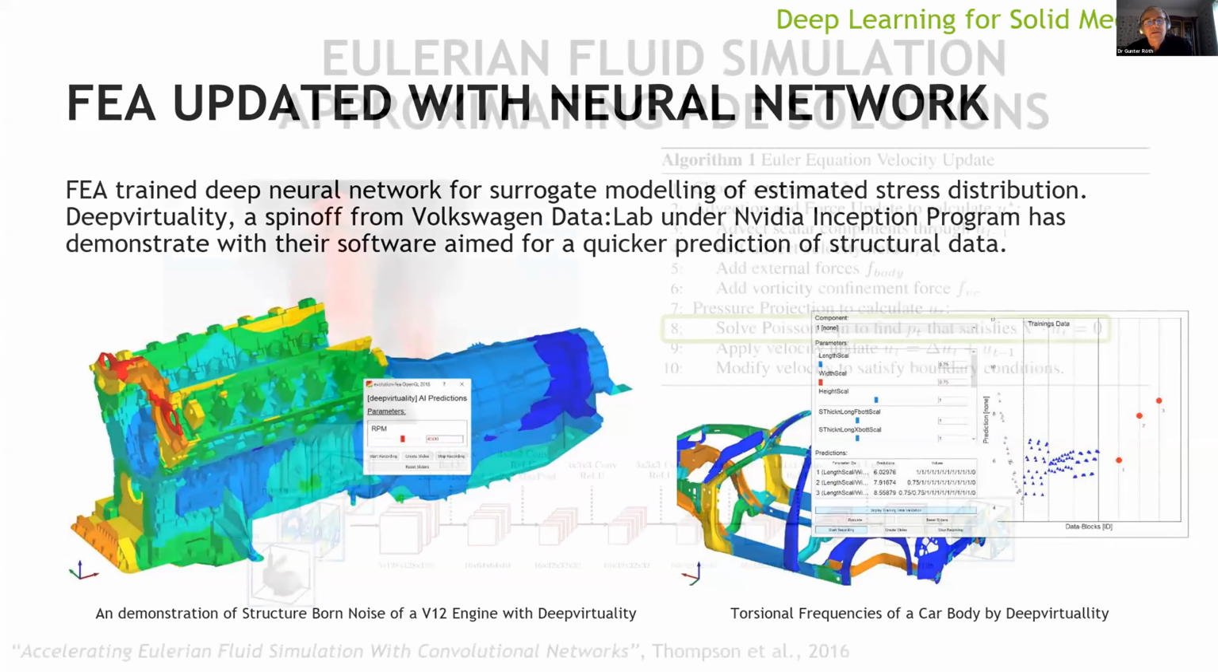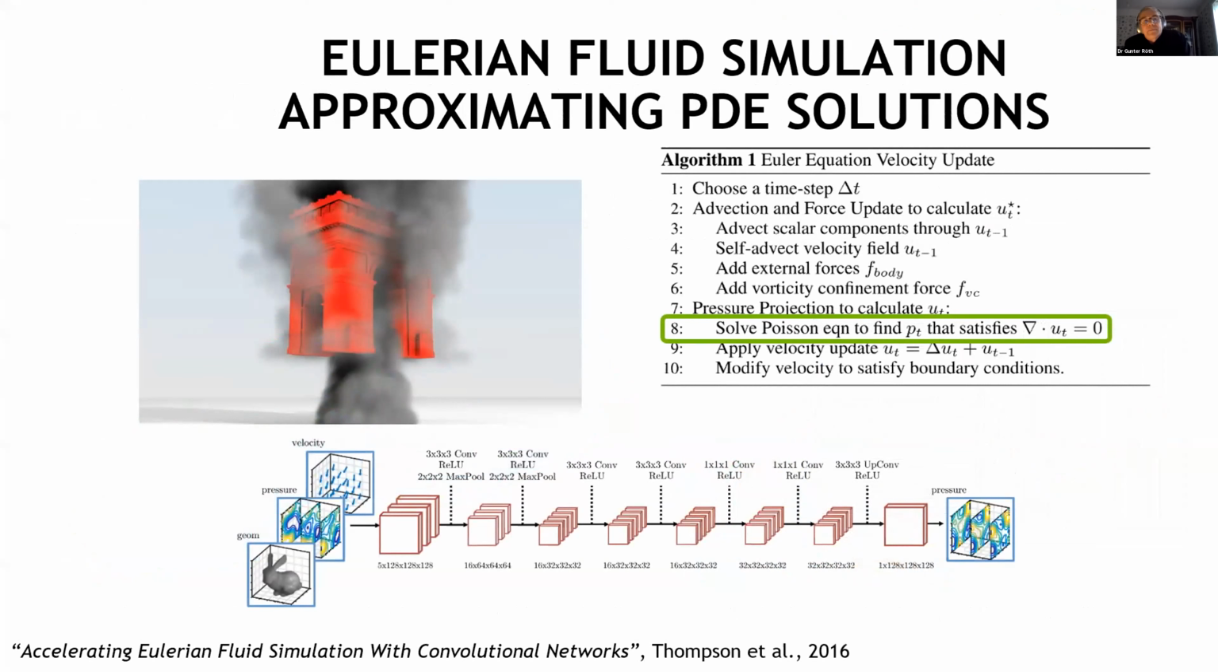Now let us look at another one that is very interesting because it shows you the Eulerian fluid simulation, and Eulerian fluid simulations are very precise. However, they are very, very time consuming to compute. One of the bottlenecks is, of course, step number 8, the solution of the Poisson equation to find the pressure. So you have to compute this pressure projection.